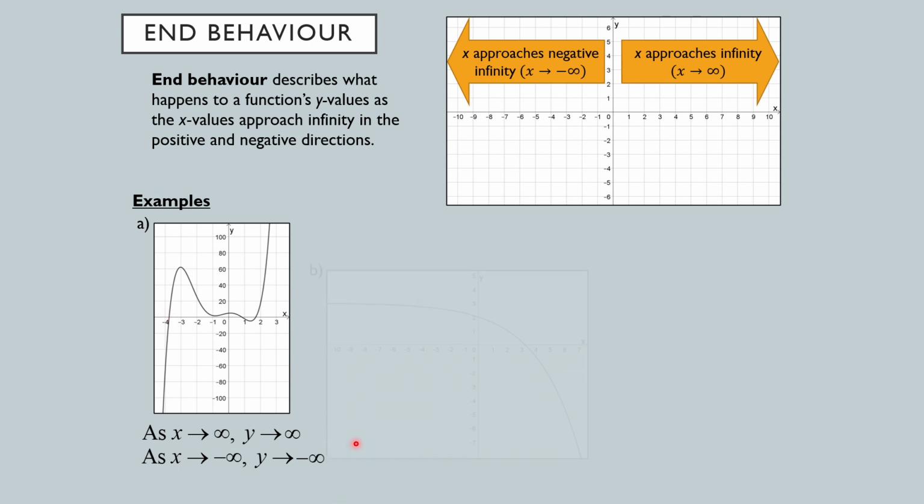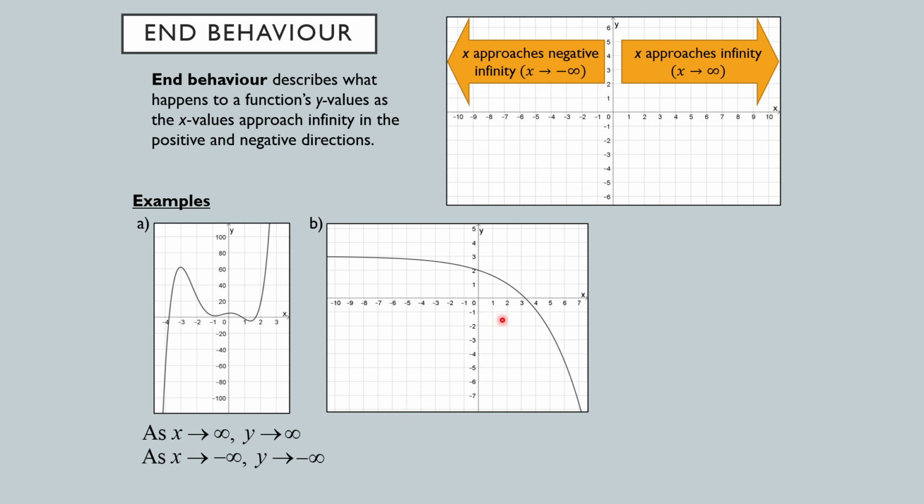I don't want you to think it always involves approaching infinity, though. Take a look at this exponential function. Here, as x approaches infinity, so taking a walk this way, what happens to the y values of the function as I go this way? Well, they get really, really low. So yes, I am approaching negative infinity.